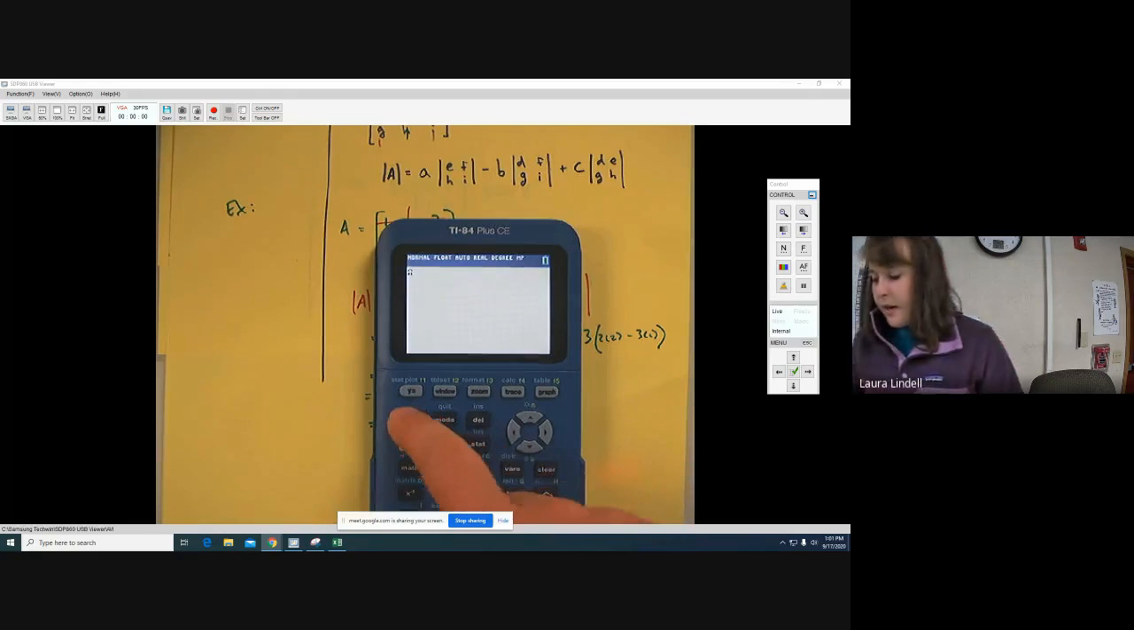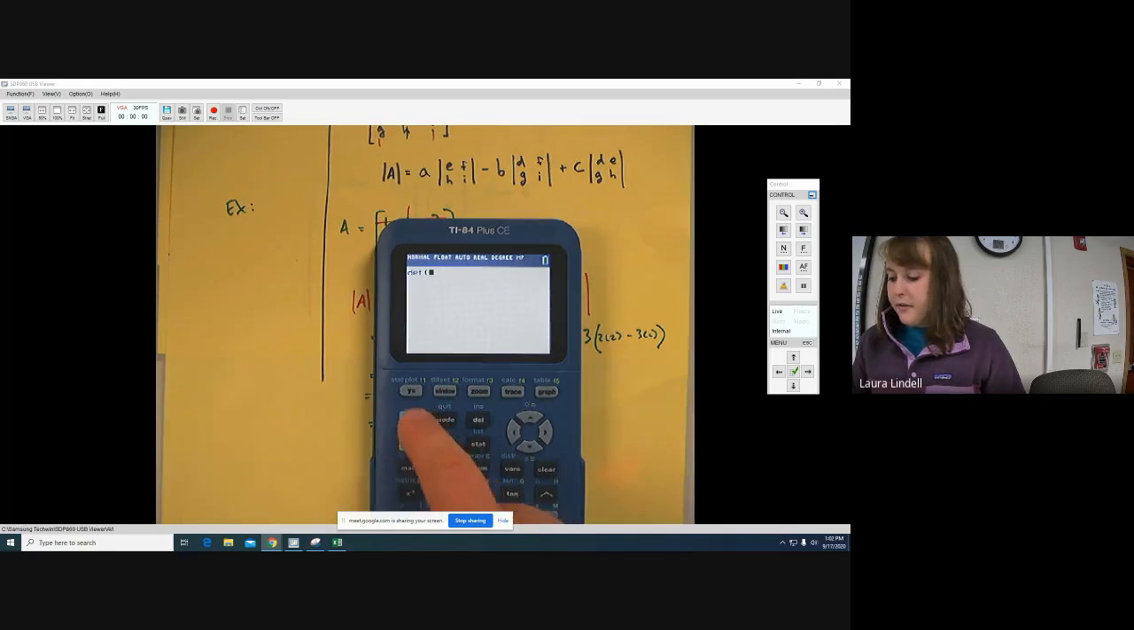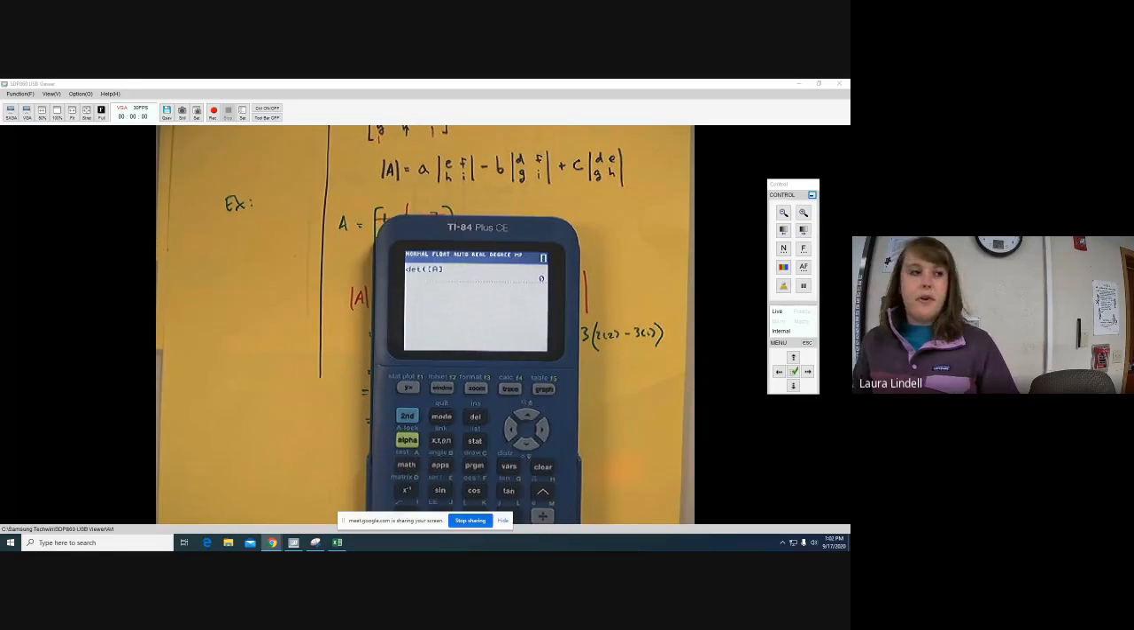And then go second matrix and go to the math tab. And it's the first thing that comes up, DET. So hit enter. And then you've got to bring up your matrix. So you have to go second matrix and then choose matrix A. And it finds the determinant for you. And the one that I typed in happens to have a determinant of 0. So what would that tell me if my matrix has a determinant of 0?